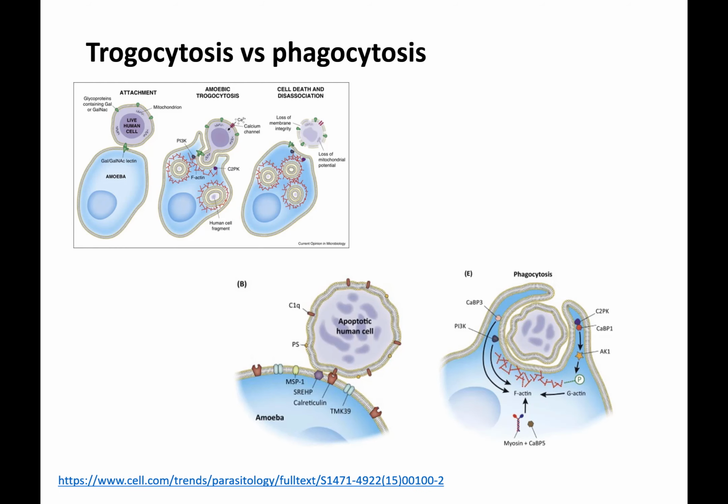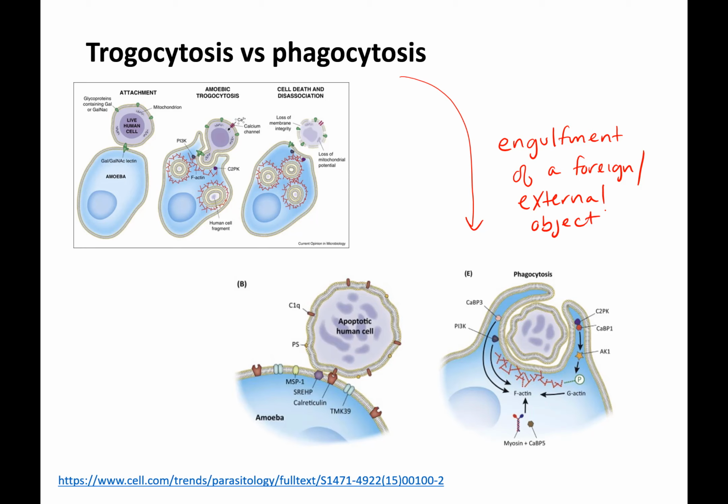Okay, phagocytosis is down here. So this is the picture we just saw. Phagocytosis is this engulfment of some kind of foreign, I should say external, object. So it can be a cell, it can be something else. Phagocytosis is the way we talk about eating. So this again is actin dependent, and what's happening is the whole cell or part of the cell is engulfed by the amoeba, and then it's usually fused to a lysosome for digestion.